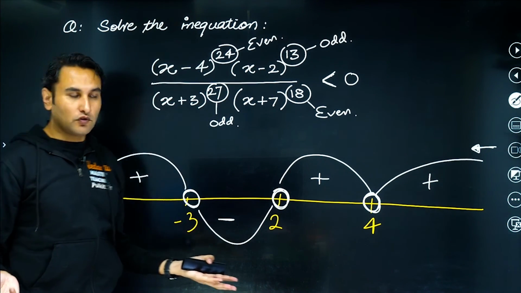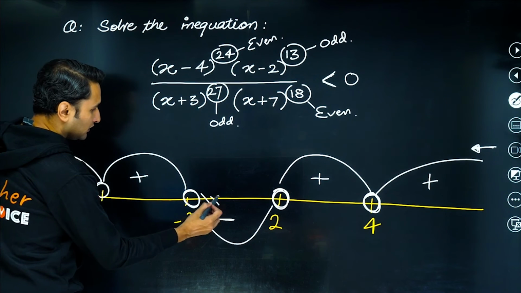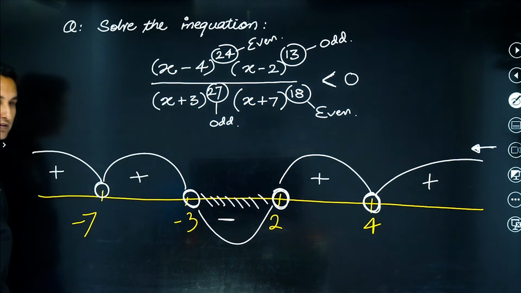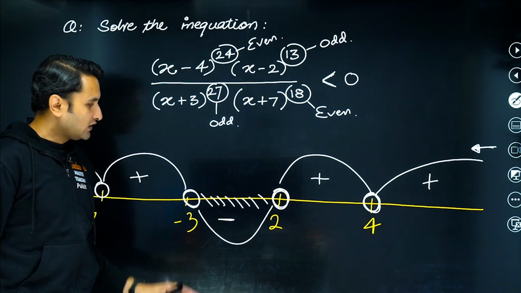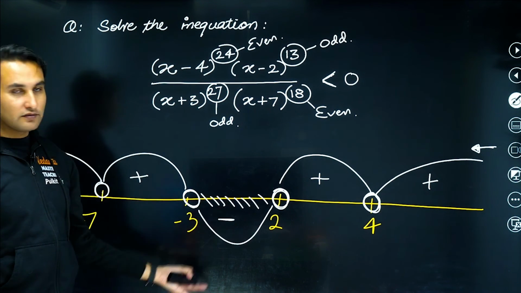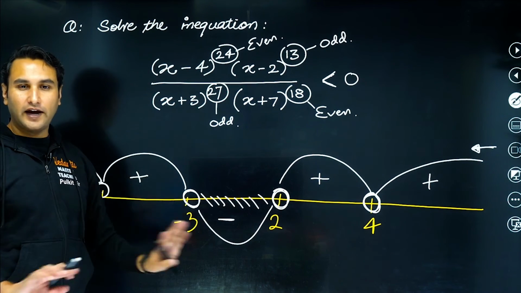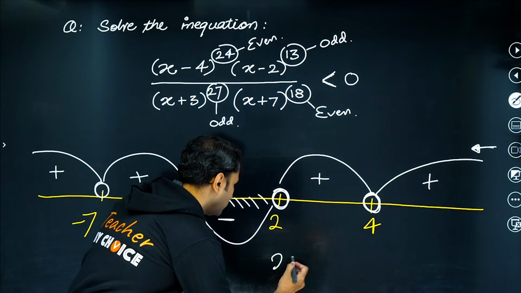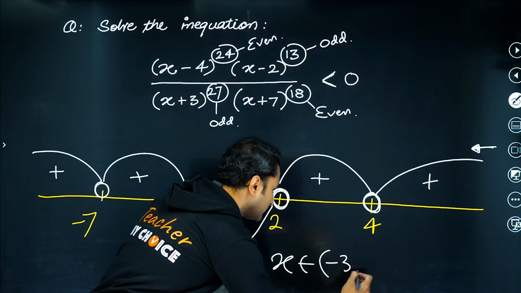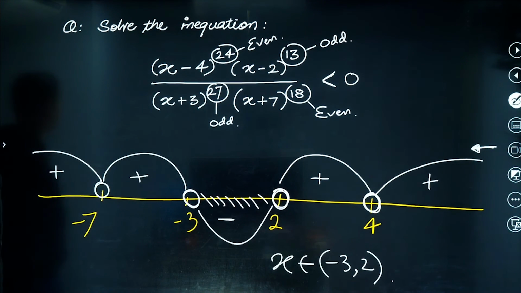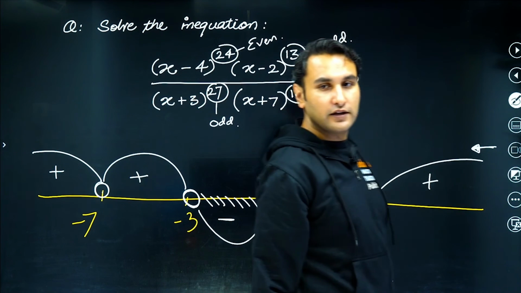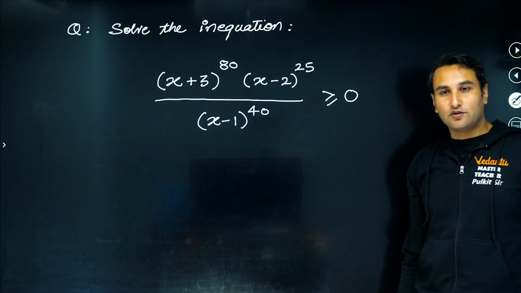So what's your answer? You want the negative zone? Oh, simple. This is the only negative zone. That's it. Rest all is positive. So what's your answer? Only minus 3 to 2, both open. End of the story. Very simple. X belongs to (-3, 2), both open. Got it? Super. Very good. So now you are getting it.